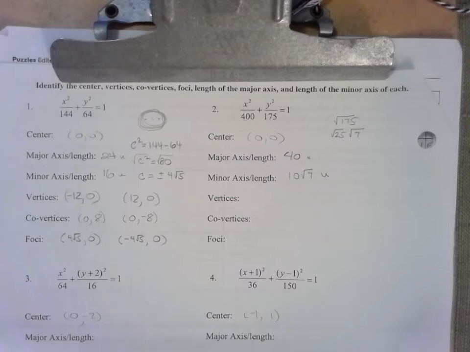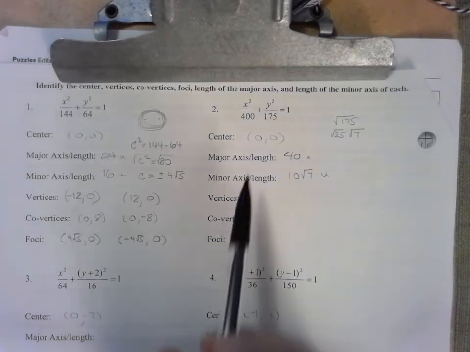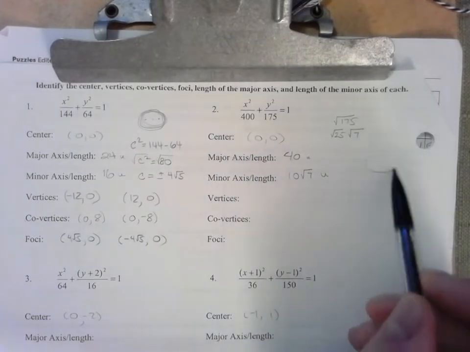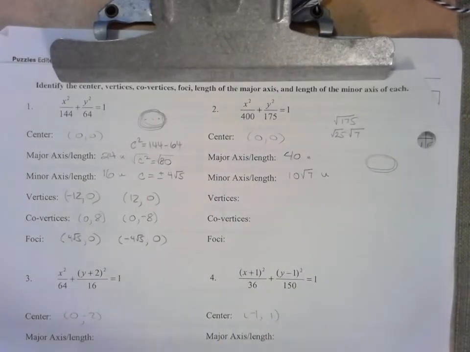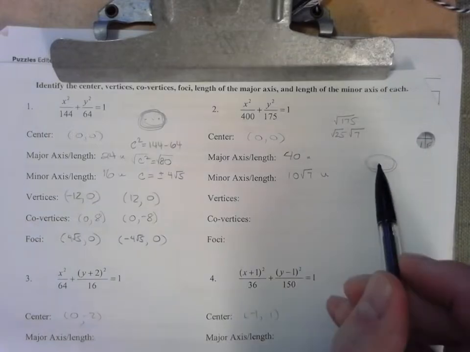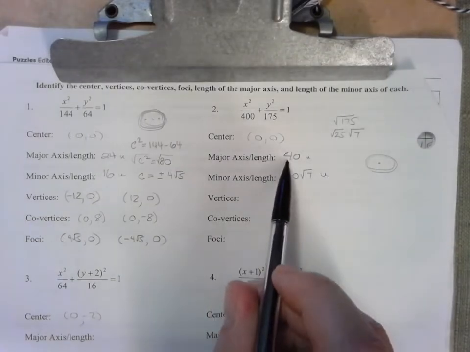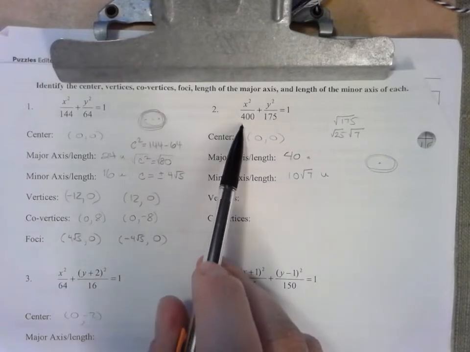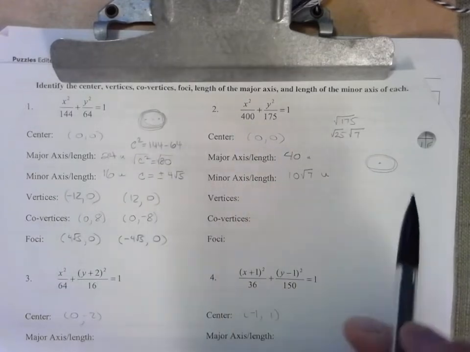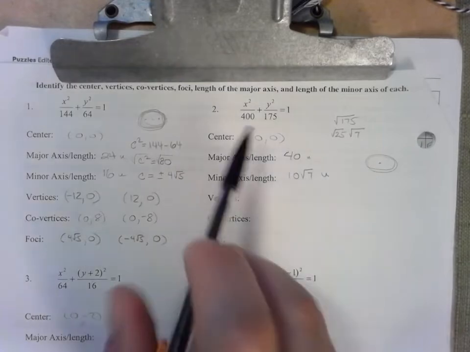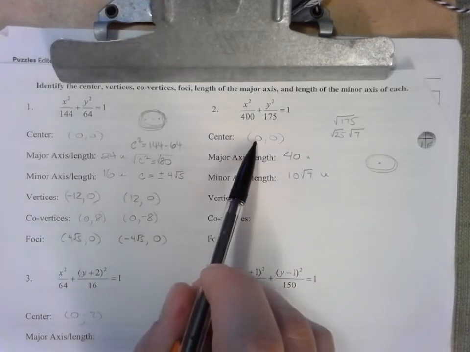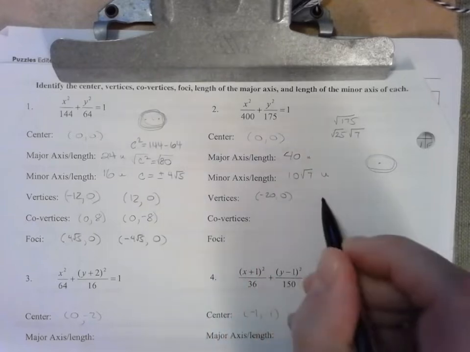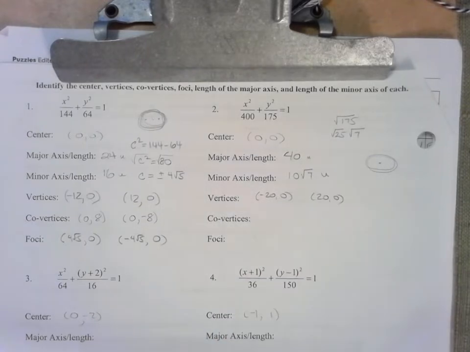Okay? Next, where are the vertices? Notice that the larger number is underneath the x, so we have another ellipse that's going to be wider. So if our center is 0, 0, we're going to go 20 in each direction, left and right. Where am I getting 20 from? Again, it's the square root of a squared. 20 to the right of 0 and 20 to the left. So 0 plus or minus 20, comma 0. If I go left, if I go right, these are your vertices.